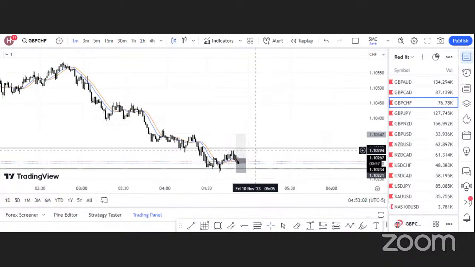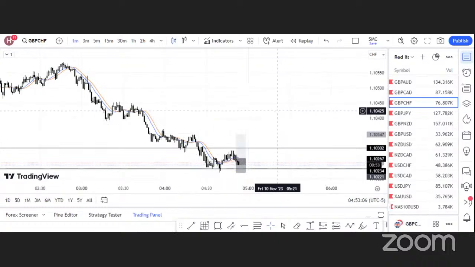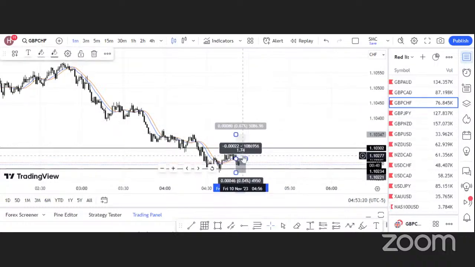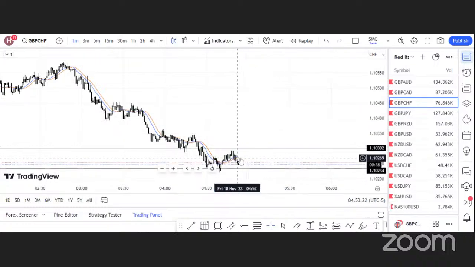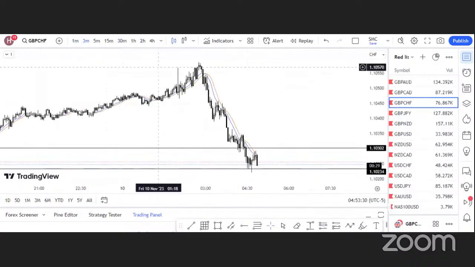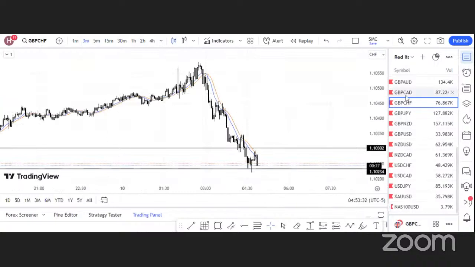So let this close above. Okay, give us a confirmation before we take the trade. And we were waiting for a sell, and we got another cross from here. So that means this market is going to go down. So we don't have any confirmation to trade it.